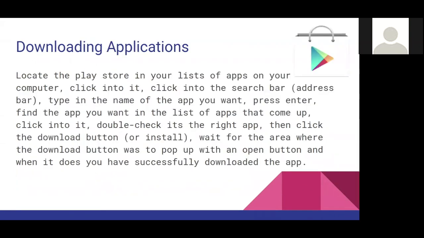Downloading applications. Locate the Play Store in the list of your apps on the computer. Click into it. Click into the search bar, address bar. Type in the name of the app you want. Press enter. Find the app you want in the list of apps that come up. Click into it and double check that it is the right app. Then click the download button or install. Wait for the area where the download button was to pop up with an open button. And when it does, you have successfully downloaded the app.